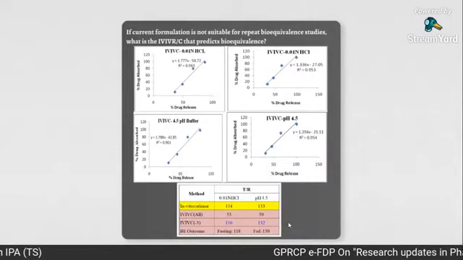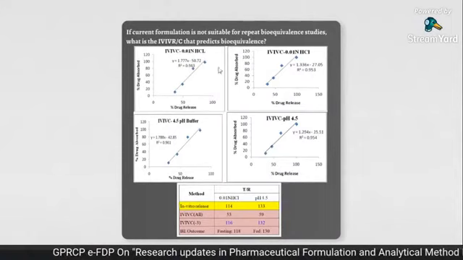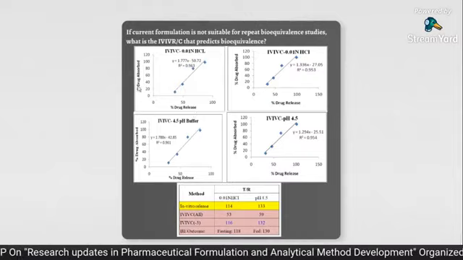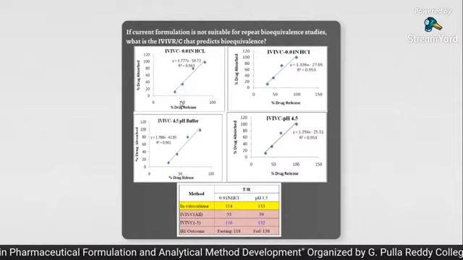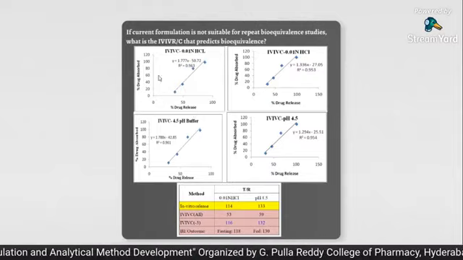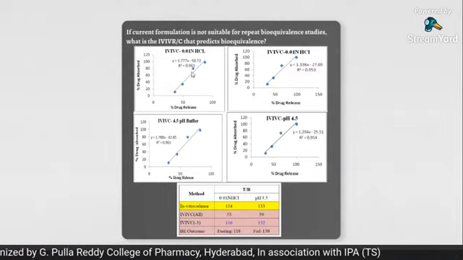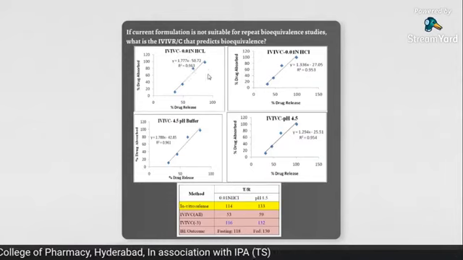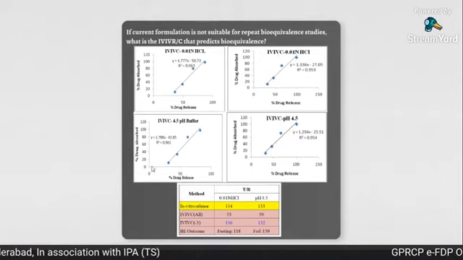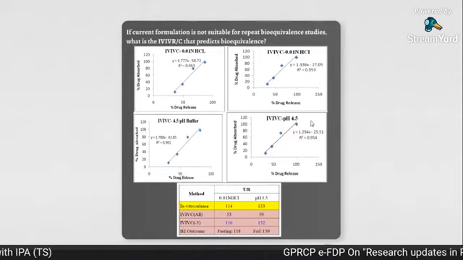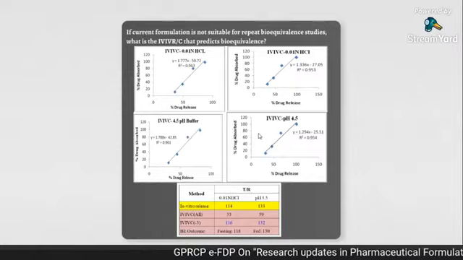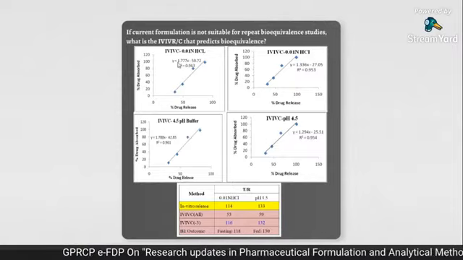Now, this is another type of correlation from the IVIVC. As I told you, in 0.1 normal HCl, percentage of drug release versus percentage of drug absorbed we have taken. Percentage of drug release we have taken on the x-axis, percentage of drug absorbed on the y-axis. This is in 0.1 normal HCl for the reference, and this is for the test. And this is 4.5 pH for the reference, 4.5 pH for the test formulation. Here also we have different slope values.